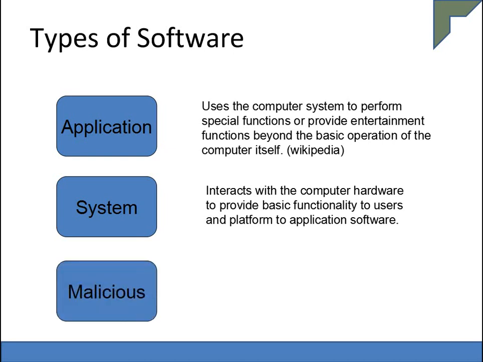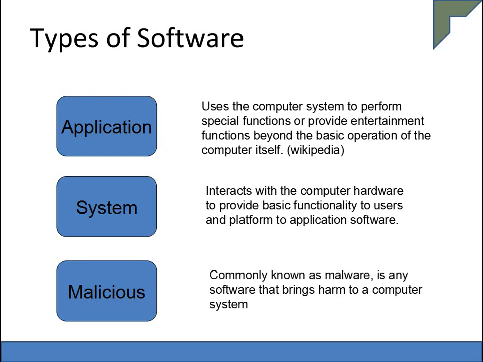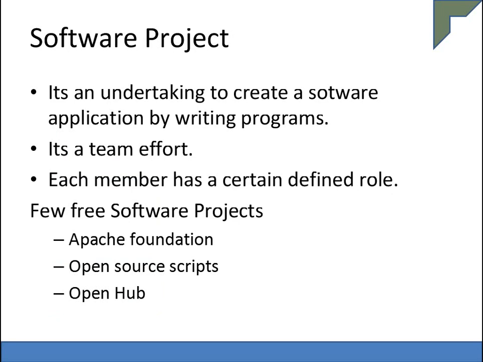Lastly, malicious software, which is also called malware, right? This is software that is designed in order to harm your system. So three different types: application, system, and malicious. Next, we move to software project.